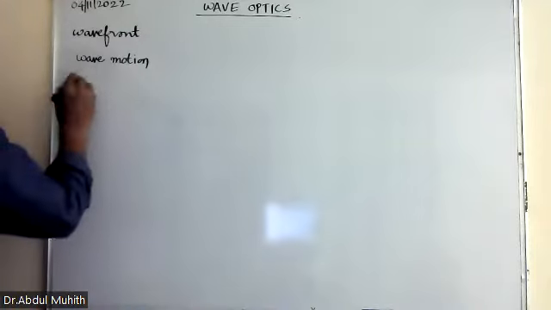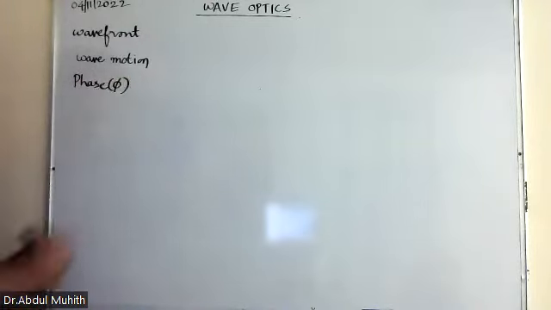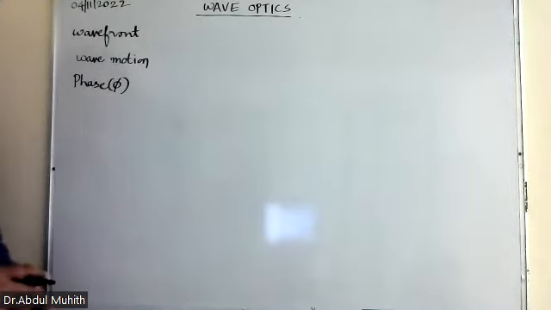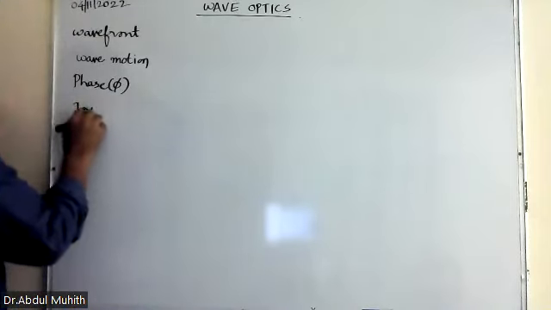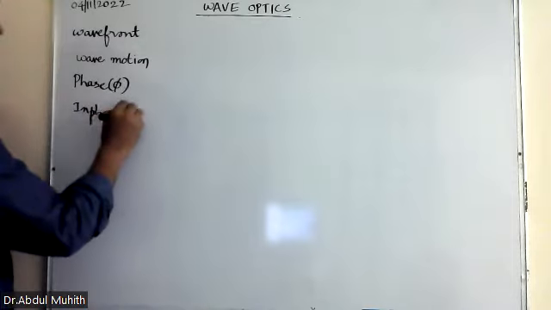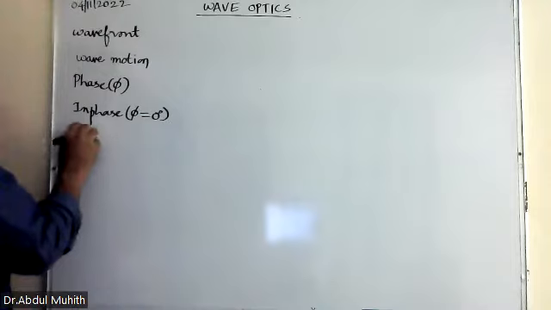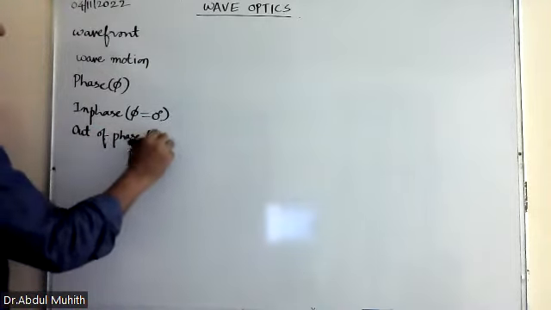Next, we discussed phase. What is phase? It describes the state of motion and direction of a particle. Then we have in phase. What is in phase? In phase means the phase angle is 0 degrees. Next is out of phase. What is out of phase? The phase angle phi is equal to 180 degrees.